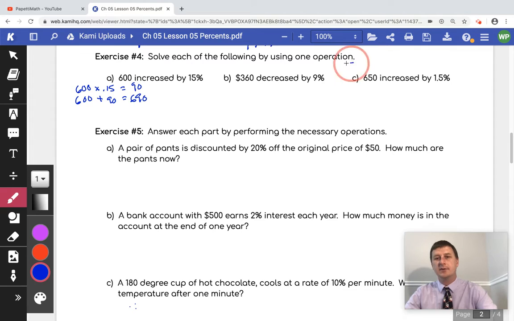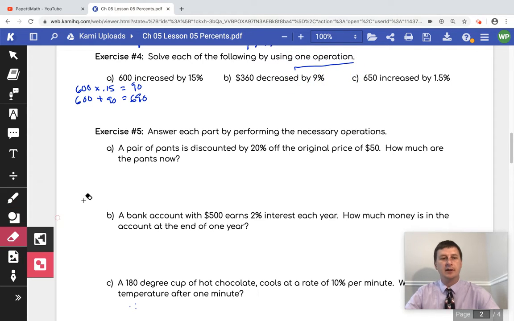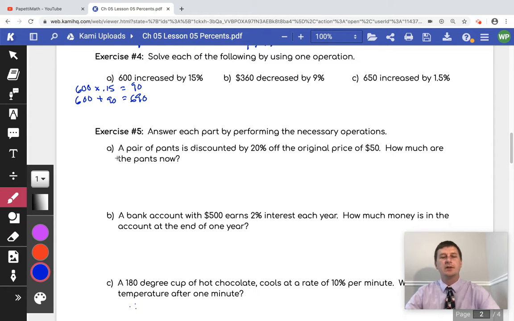But again, it says we want to use only one operation here. So how can we do this using one operation? Basically, we want to take 600, our starting amount, and multiply it by something that will give us 690. Really, what are we going to multiply 600 by to get 600 plus 90? That's what we need to ask ourselves.